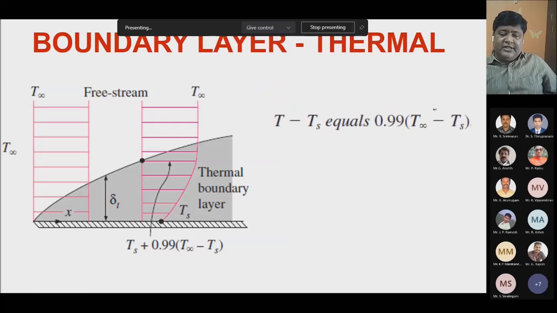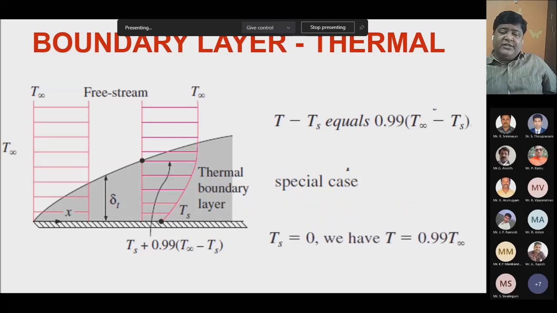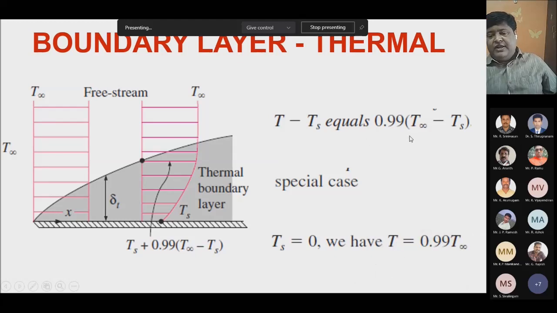So T minus Ts, the temperature at any point minus the surface temperature, is what defines the outer boundary layer. The T minus Ts, the temperature difference between the surface and that point, should be equal to 99% of the temperature difference between the fluid and the solid surface. So in the special case, when Ts is 0, then T is equal to 0.99 T infinity. At that point of the boundary layer, the temperature is 99% of the free stream temperature, or the approaching temperature of the fluid. Up to that point is the boundary layer.